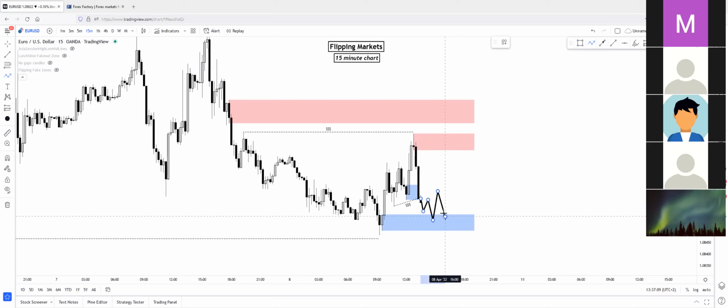You can go for that long opportunity and trade it up to this supply zone. But you have to know that this is a counter trend trade, and there is a possibility it reverses in the middle of nowhere, doesn't even tap into this supply zone, and sweeps you out from the trade. There's a possibility for everything.